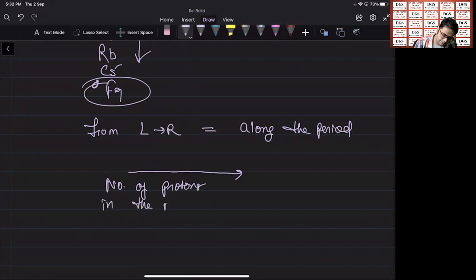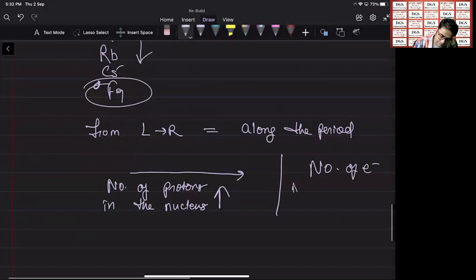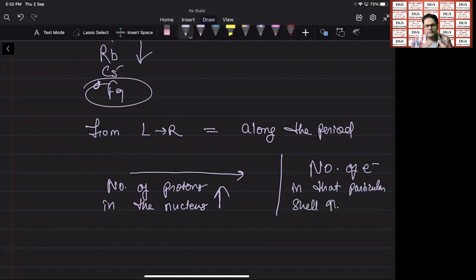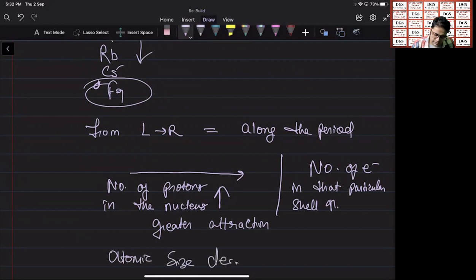And number of electrons in that particular shell, because as we know, the shell will remain same when we go from left to right, in that particular shell will increase. This will lead to greater attraction. Atomic size decreases. Okay. So atomic size decreases. This is the variation.